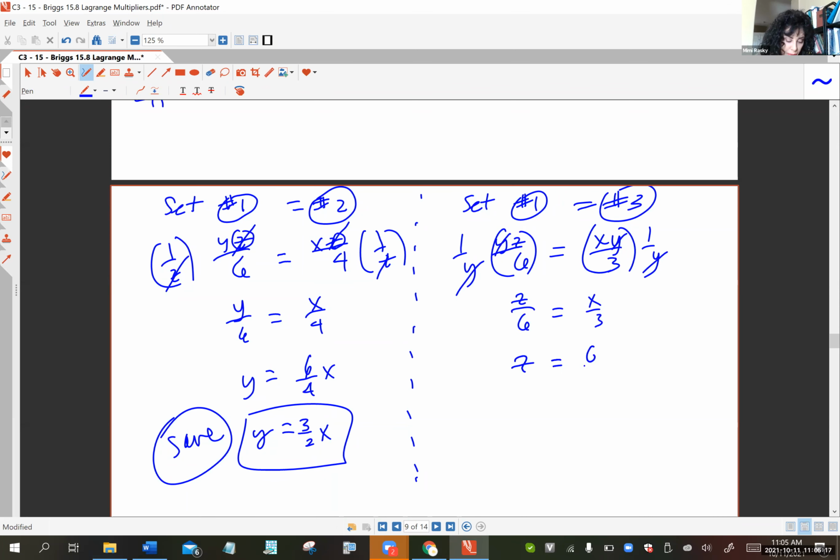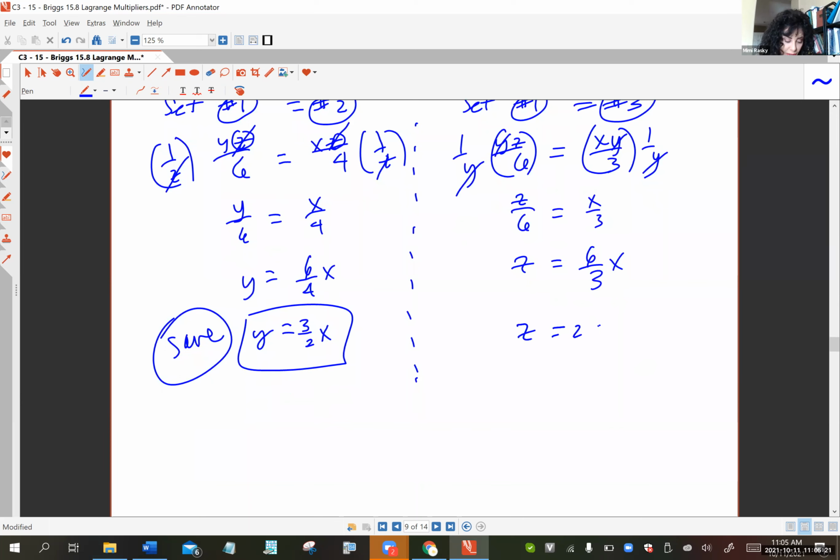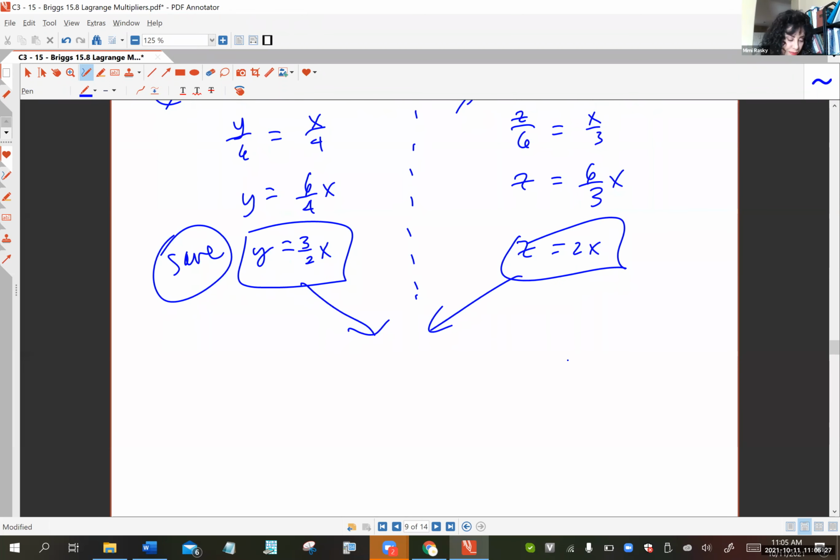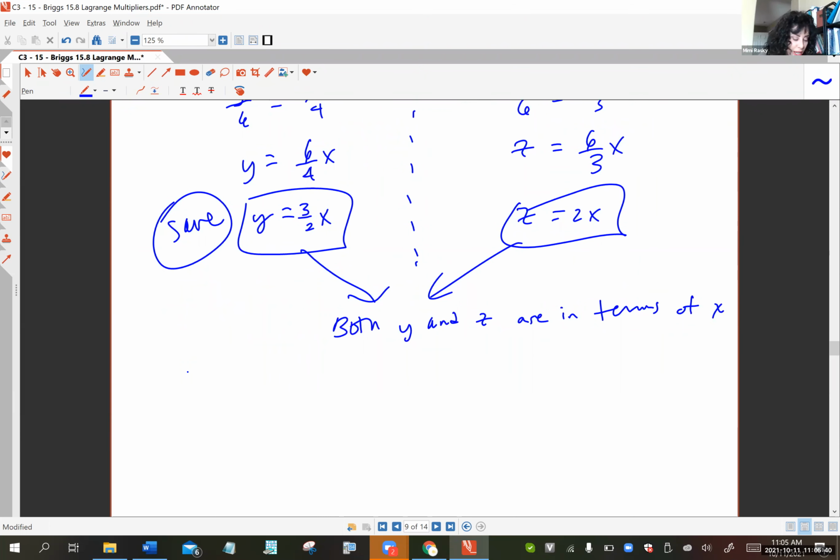Fine. Multiply both sides by 6. And then reduce, and I get z is equal to 2x. Fantastic. I got z and y in terms of x. This is good. Both y and z are in terms of x. This is a good halfway point. If you can make it this far, you're almost there. Okay, so what are you going to do? You're going to substitute all into the constraint.